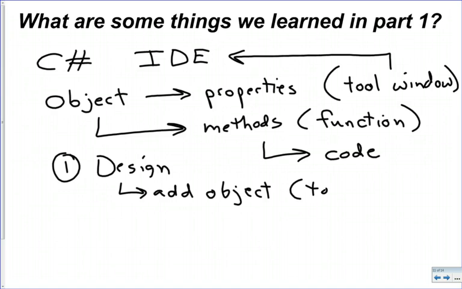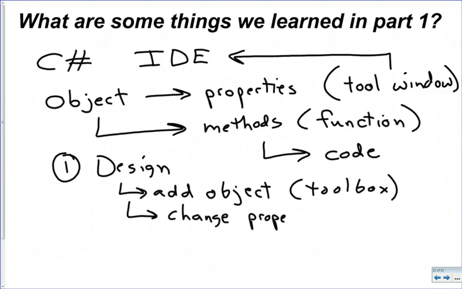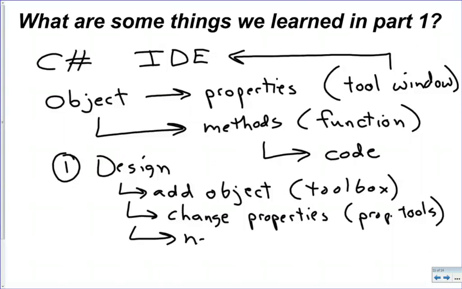And that comes from the toolbox, right? That's where we get all those objects from. Then we change the properties, and that comes from the properties window, or the properties tools. We did that for all of assignment 1, but now I add another level to this. We name all our objects.